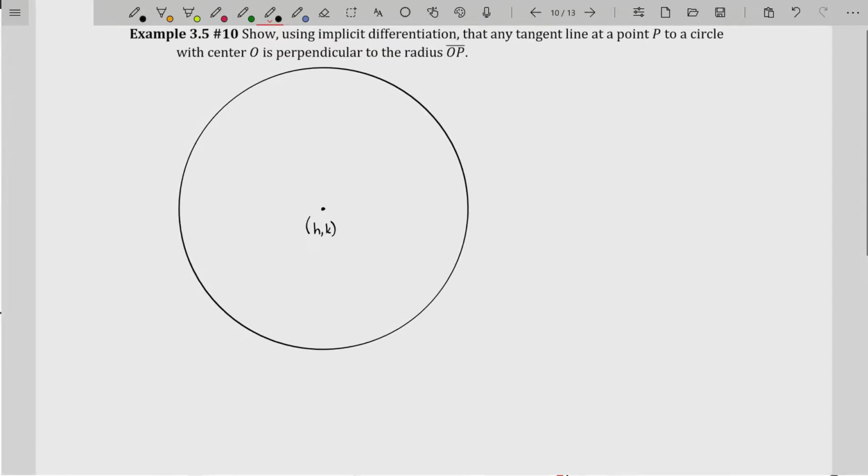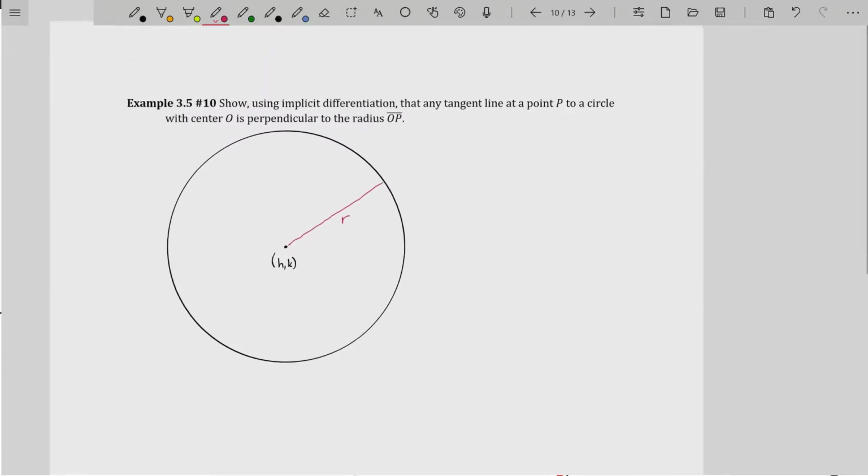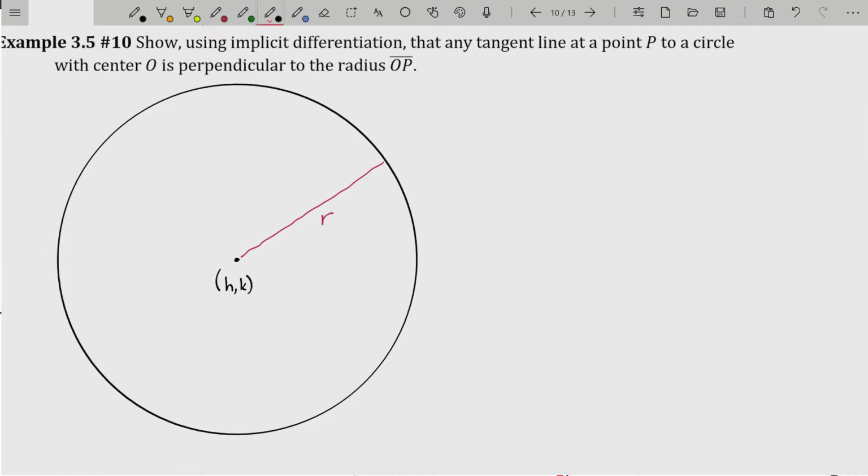with radius r, let's go ahead and just draw in a radius here. And I will just point it this way. It doesn't actually matter, but this length is r. The equation of that circle, we should already know, is the quantity x minus h being squared plus the quantity y minus k being squared is equal to r squared. That's the equation of the circle.